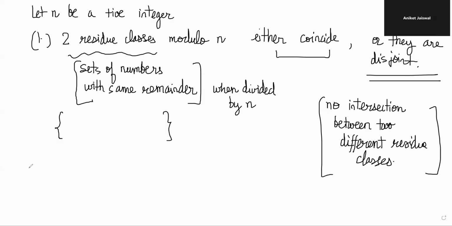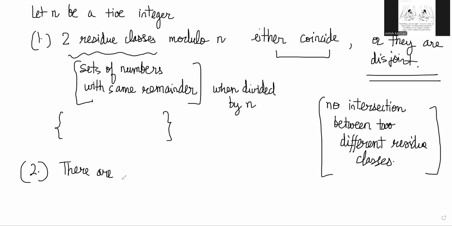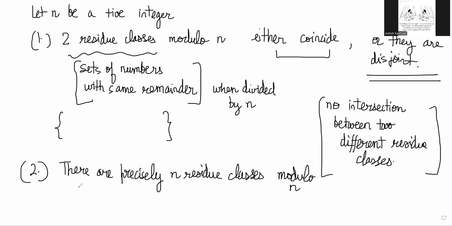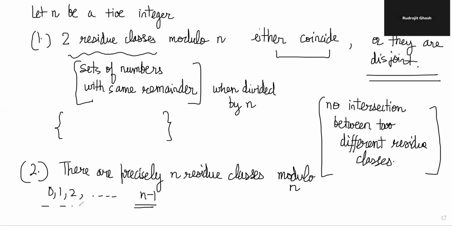The second thing is there are precisely n residue classes modulo n, because the remainders can be 0, 1, 2 till n minus 1. So there will be n residue classes, and the numbers in them will be of the form r plus n times any integer z, and r can take values of 0, 1, 2 till n minus 1. Right?